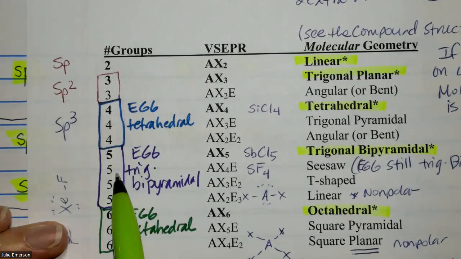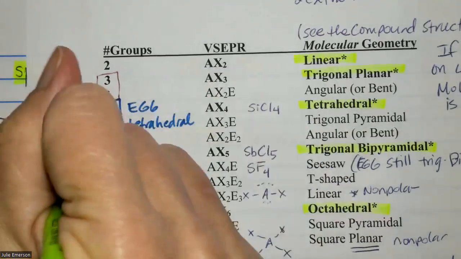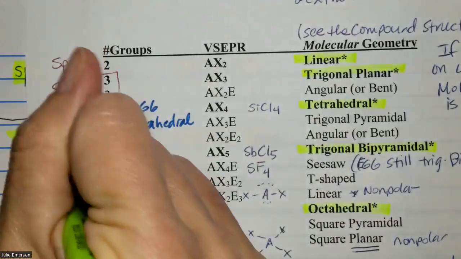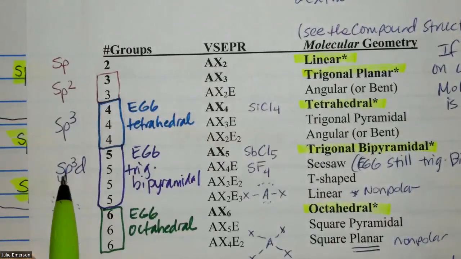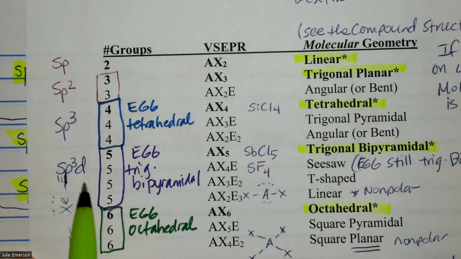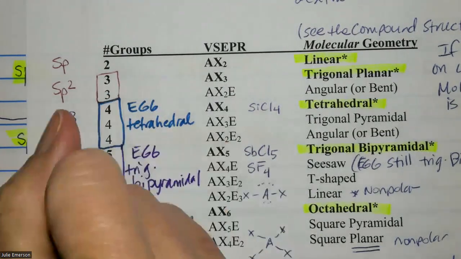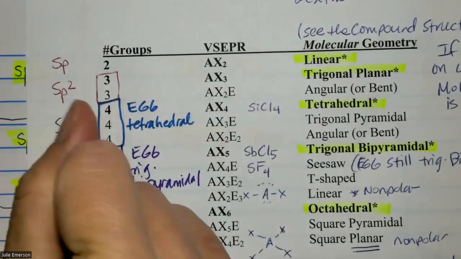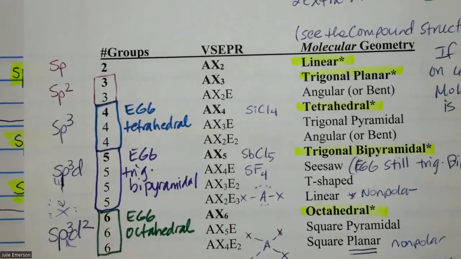If you have 5, this is where we're going to expand the octet, because now we're going to tap into the D. So now we've got 1, 2, 3, 4, 5 total groups, so we had to bring in the D. The orbital hybrid when you have 6 would be sp3d2, because again, we had to expand the octet.